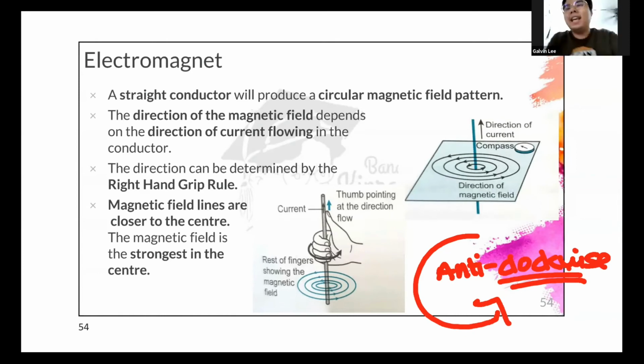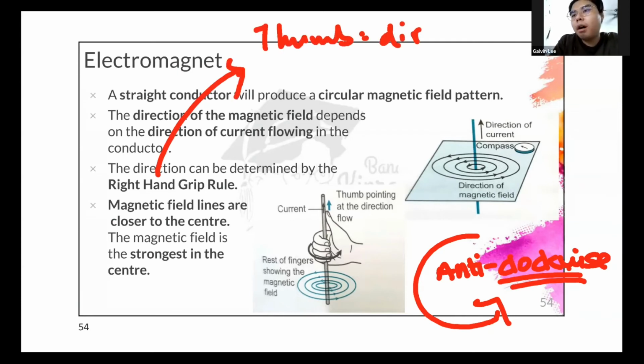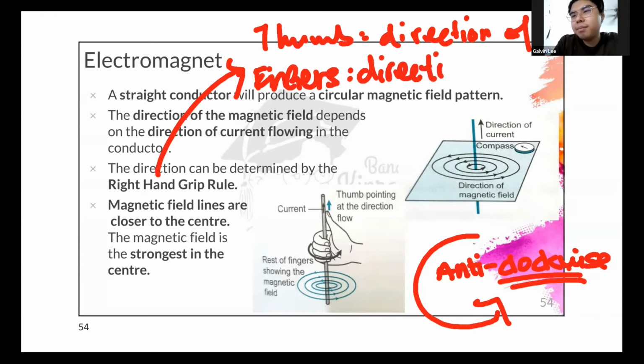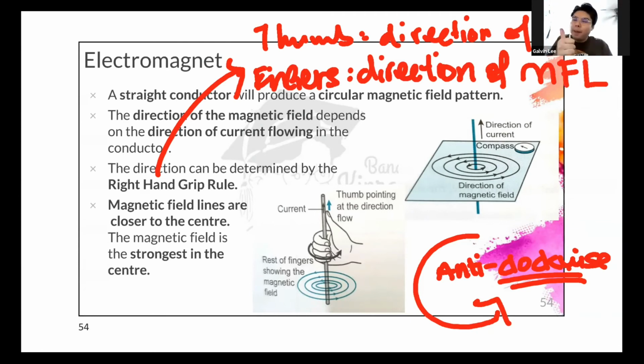So basically, using the right hand grip rule, your thumb is the direction of current. Write this down somewhere, you cannot remember things easily. And the other four fingers will be the direction of the magnetic field lines. Thumb, direction of current. Fingers, direction of magnetic field lines.